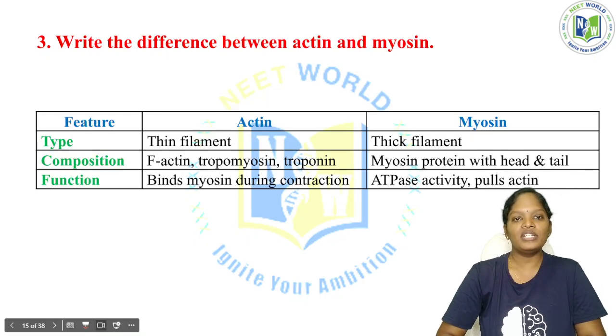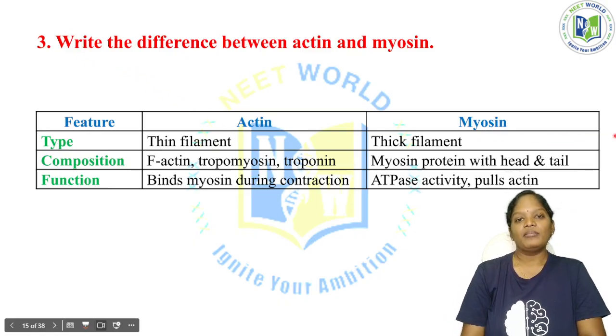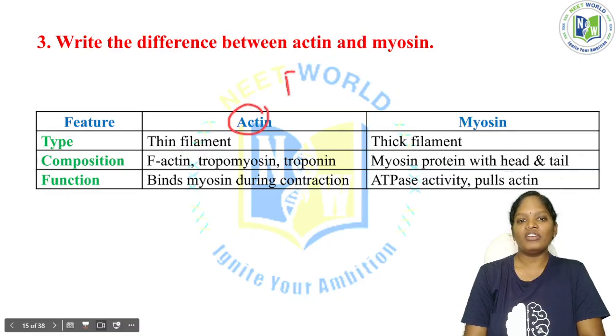Now, what is the difference between actin and myosin? So there is actin and myosin. You should know there is a thin filament and a thick filament. The thin filament is the actin and the thick filament is myosin. This actin is made up of F actin.